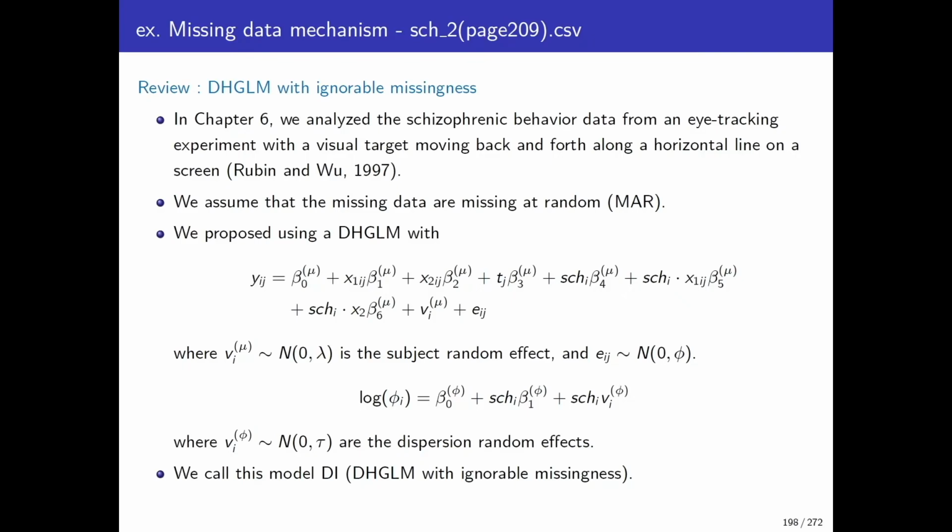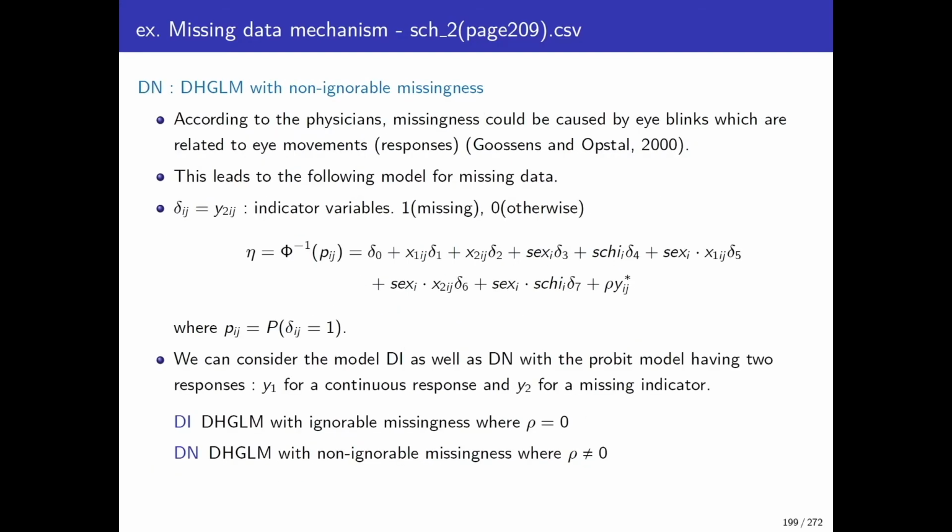In Chapter 6, we analyze the schizophrenia behavior data from an eye tracking experiment, with the visual target moving back and forth along a horizontal line on a screen, following Rubin and Wu in 1997. We assume that the missing data are missing at random, or MAR. We propose using the DHGLM like this. We call this model DI, DHGLM with ignorable missingness, and the other, DHGLM with non-ignorable missingness. According to the physicians, missingness could be caused by eye blinks, which are related to eye movements or response.